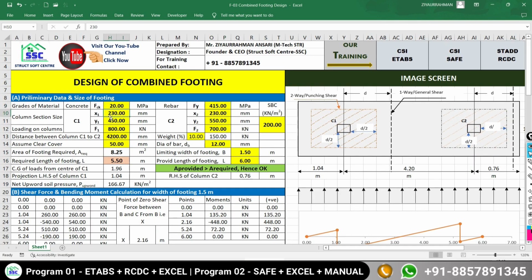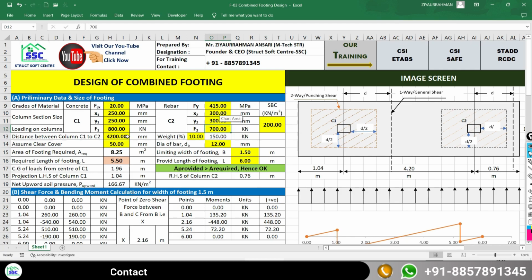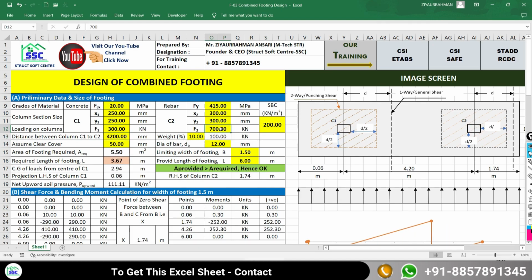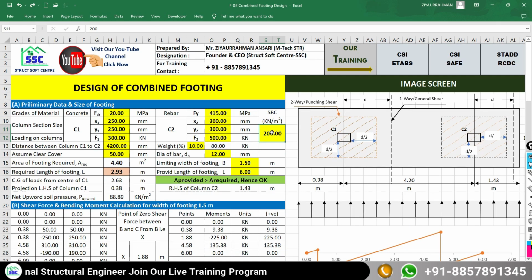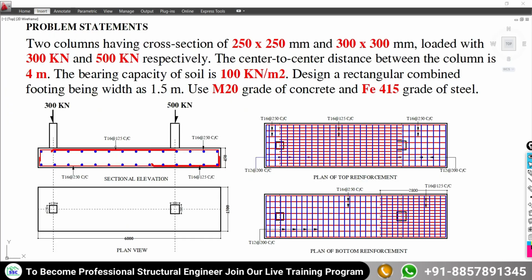So the left hand side column is 250 by 250 and the right hand side column is 300 by 300. With this, the left hand side column is subjected to 300 kilonewton loading and the right side column is subjected to 500 kilonewton, and the SBC of the soil is given as 100 kilonewton per meter square. Now the center to center distance between these two columns is 4 meter, so it is going to become 4000 mm.